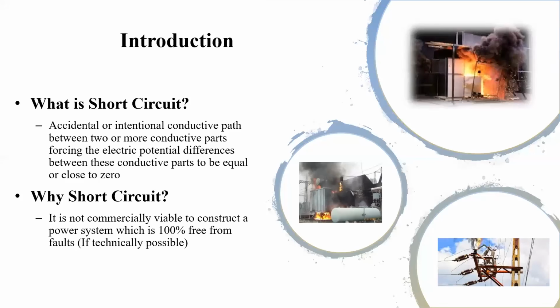What is short circuit? Short circuit is an accidental or intentional conductive path between two or more conductive paths. That means it could be intentional, that means we can create that, or it could be accidental because of something else. And the conductive path is because of the failure in the insulation, which brings the voltage between these two conductive paths to zero if it is a dead short circuit or bolted short circuit, or at least to a smaller voltage if it is an arc fault, right?